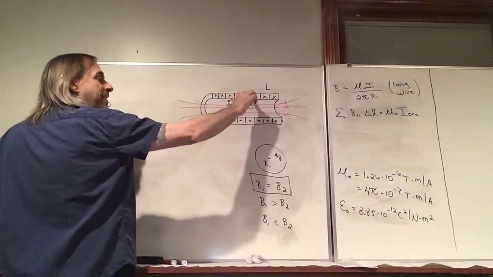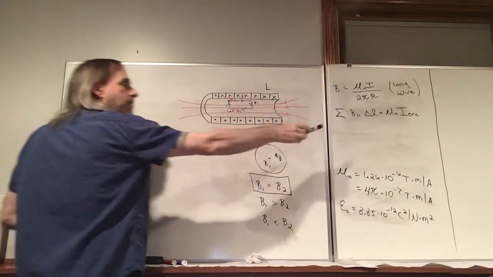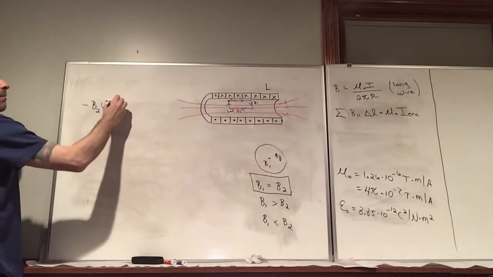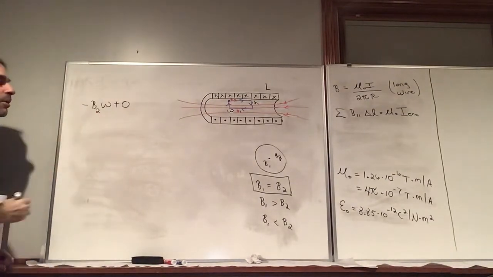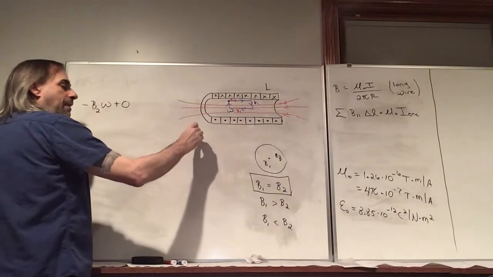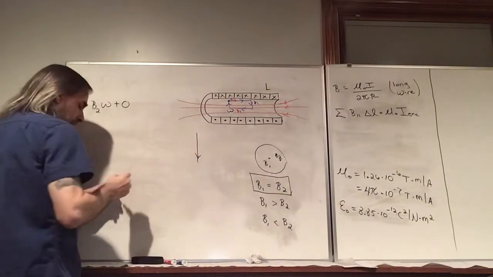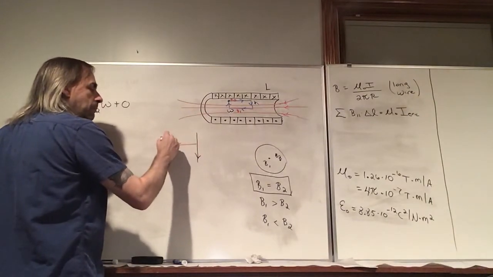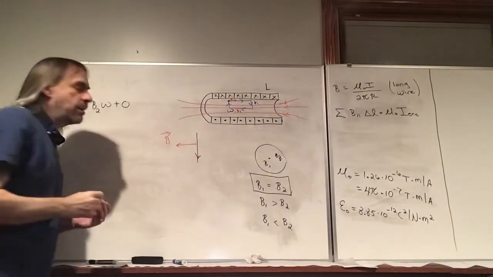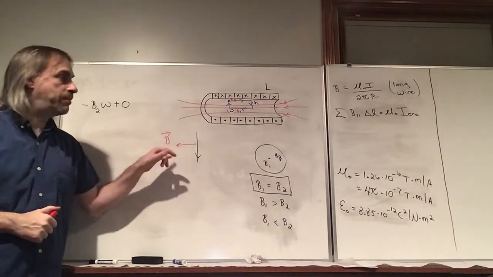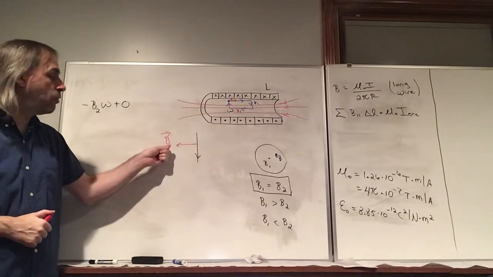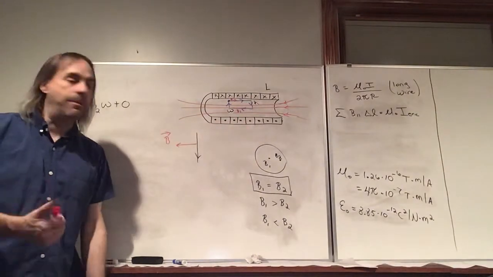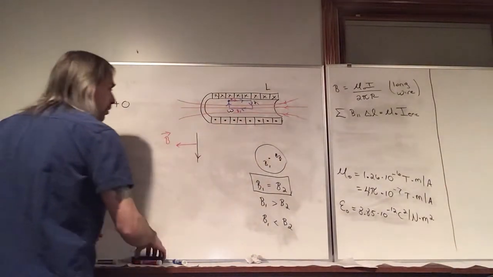Now, when we look at this segment, we're going to have this B parallel delta L. That's going to be 0. If we look at this line segment, it's in this direction, and the magnetic field is in this direction. There's no B parallel in this case. B parallel is 0. There's no component of that magnetic field in the direction of this line segment, so that is 0.